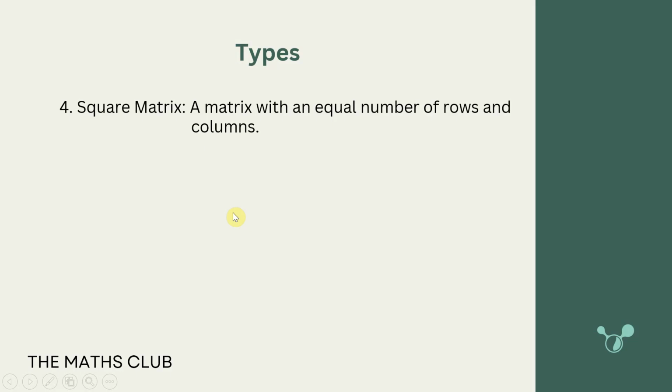The next type is a square matrix. A square matrix is a matrix that has an equal number of rows and columns. Remember the first time that we had a 2 by 2 matrix. The second time we had, I think, a 2 by 3 matrix or 3 by 2 matrix, something like that. But when they have an equal number of rows and columns, we call it a square matrix. An example is this one. It has 2 rows and 2 columns.